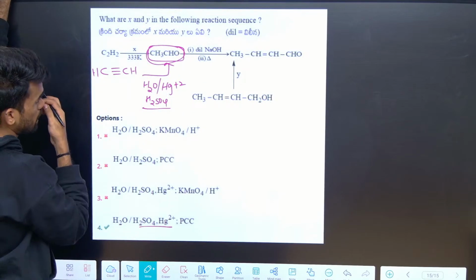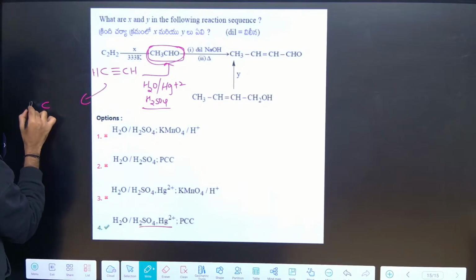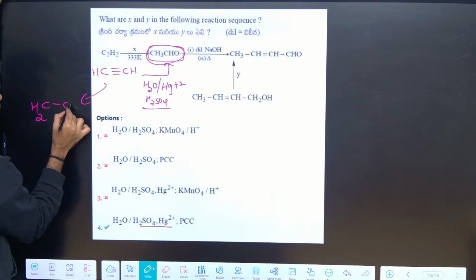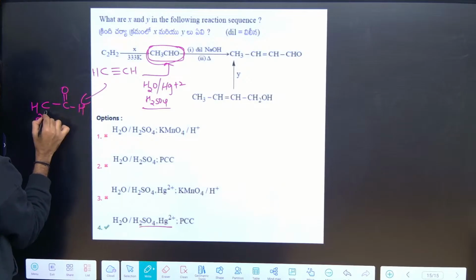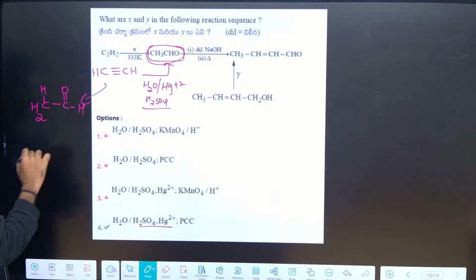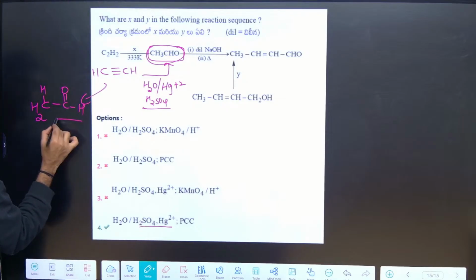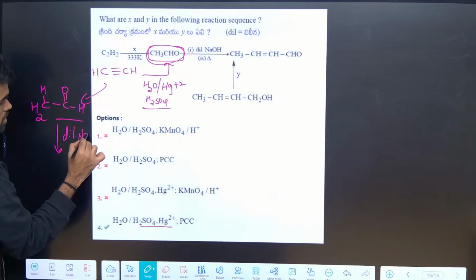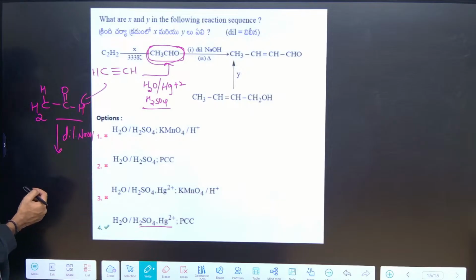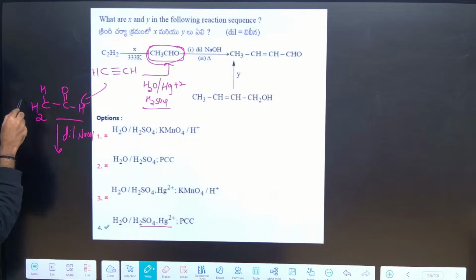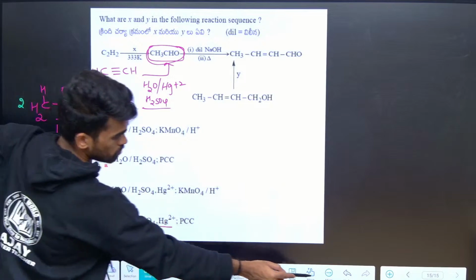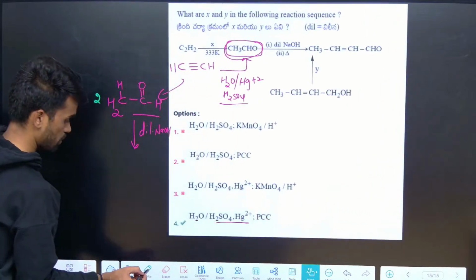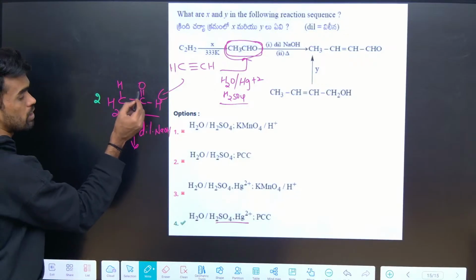By adding one hydrogen here it will be like this, CH3CHO. So this is the aldehyde, acetaldehyde. With dilute NaOH, what is this reaction? This is a simple aldol condensation, right? For simple aldol condensation, we take 2 moles of this kind of molecule. From 1 mole you need to remove the CH2 group, and from the other mole you need to remove oxygen.